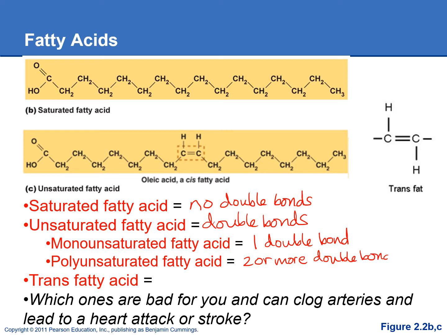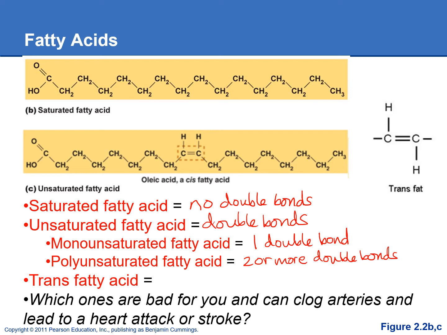And both of these are much healthier to eat than the saturated fatty acids, because they're more likely to raise your good cholesterol, and so they're not as likely to clog your arteries and give you the heart attack and the stroke. The unsaturated fatty acids are going to be a liquid at room temperature, and they're going to be coming more from the vegetable sources, and fish is where we're going to be getting these in our diets.